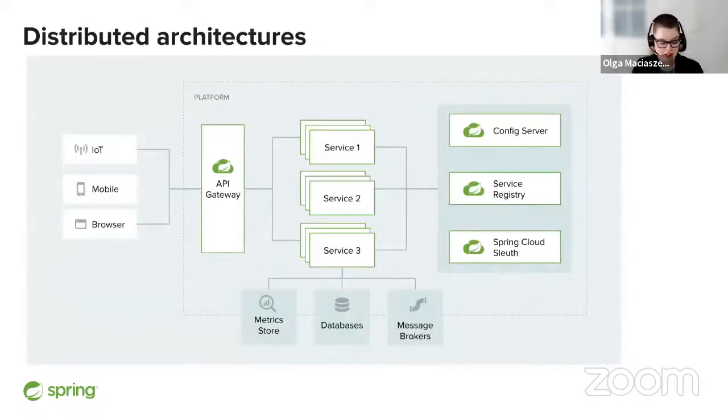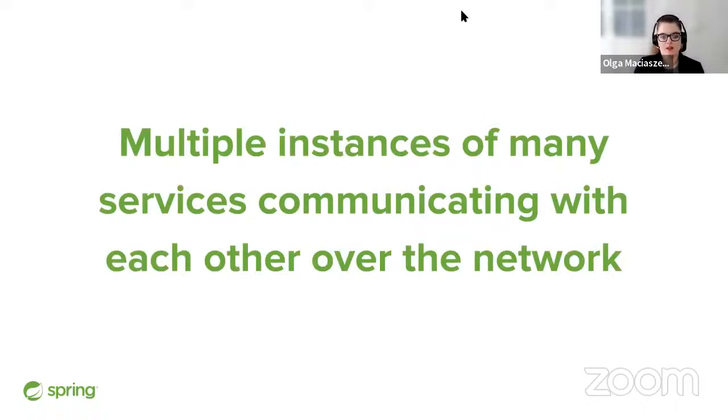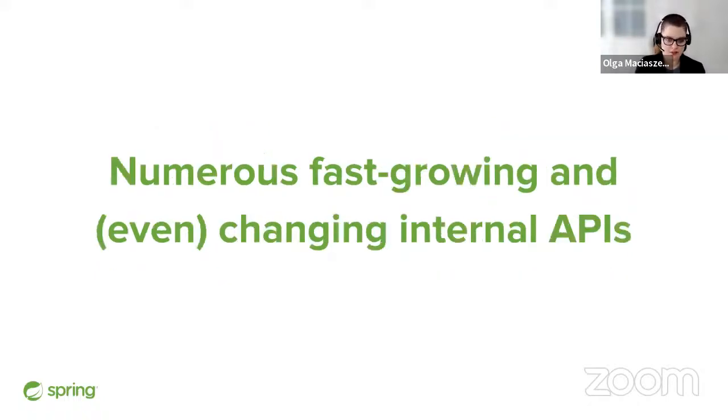But as we change to our distributed architectures again, network communication has suddenly become the first-class citizen in our application. So suddenly, we had multiple instances of many services communicating with each other over the network. And that meant numerous and fast-growing APIs, and even APIs that changed, because for internal APIs, we did not often feel that we had to adhere to the rules that were there for public APIs.